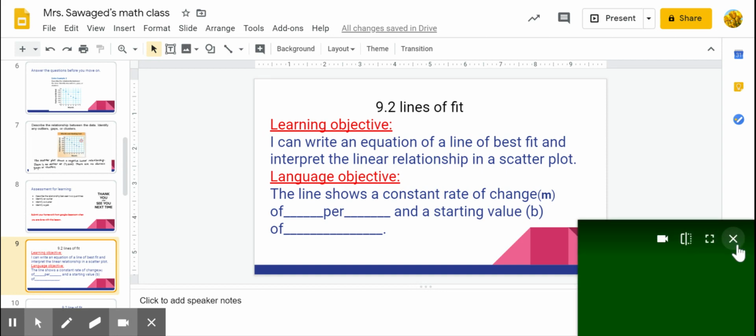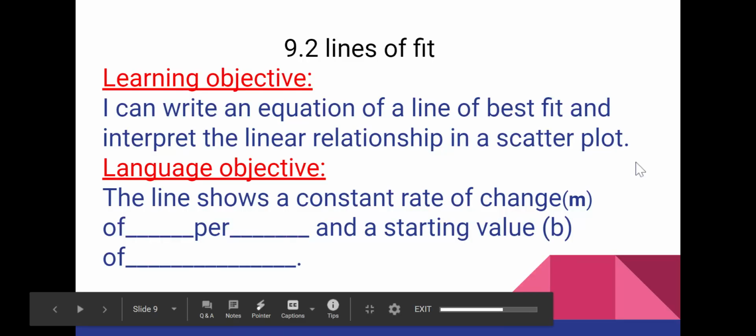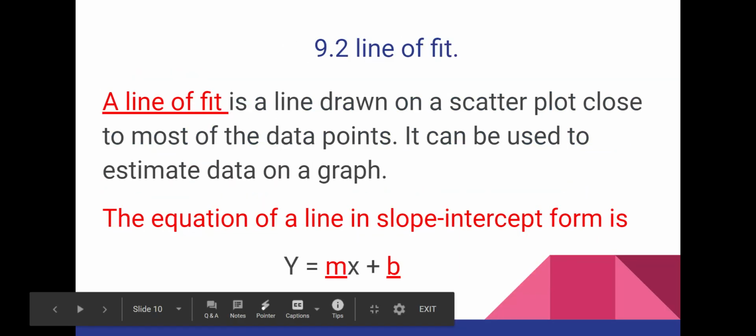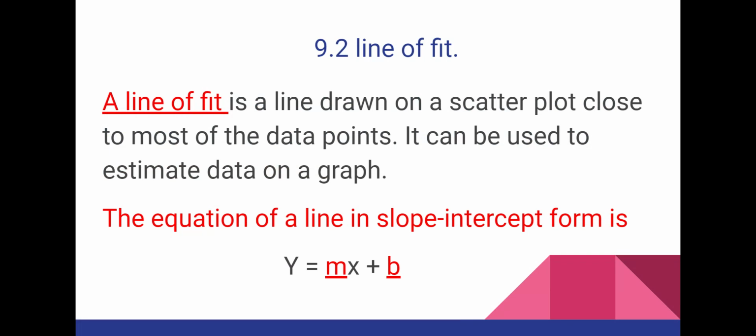So let's start with an example. A line of fit is a line drawn on a scatter plot close to most of the data points. You're not going to be able to connect all the dots. Most of the data points are going to be close to that line. It can be used to estimate data on a graph.